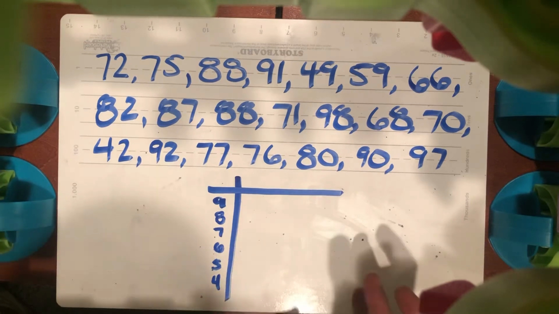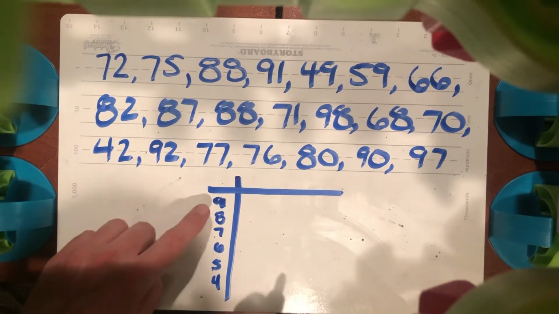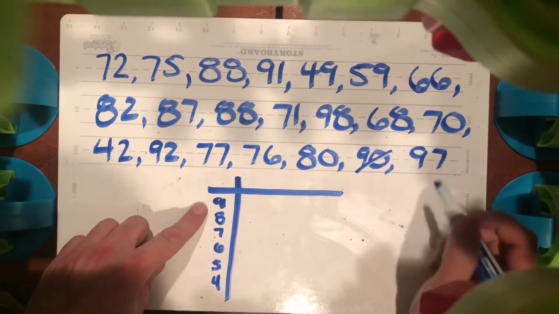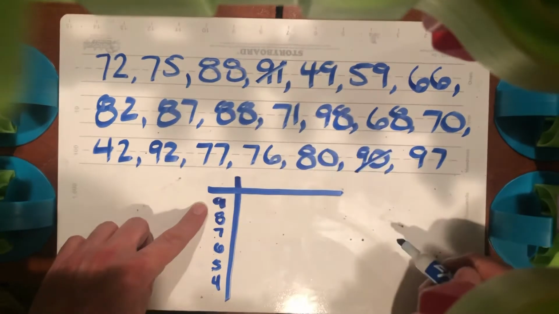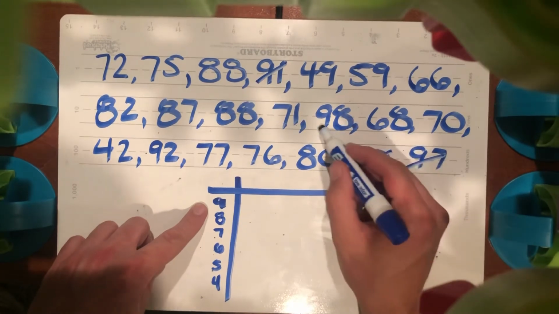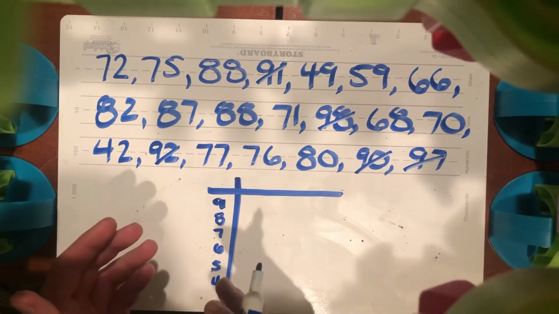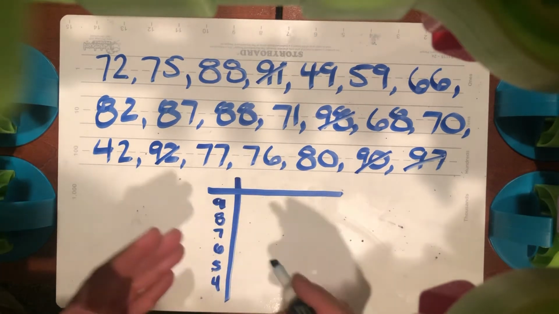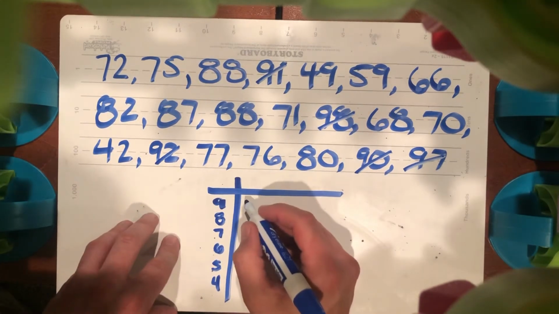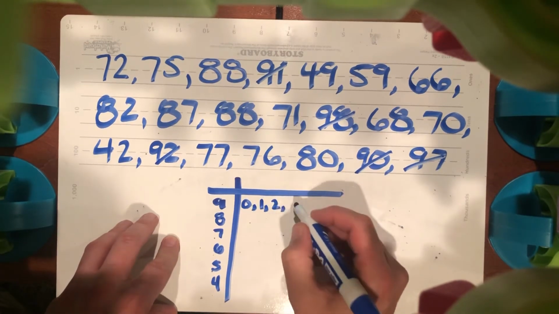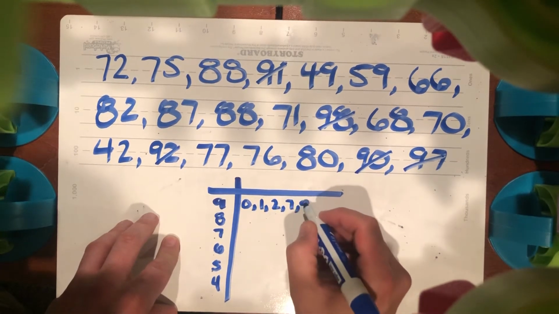Now the leaves come off there. So let's just take the scores in the 90s. I see a 90 here. I see a 91. I see a 97, a 98, and a 92. So I'm going to write the leaves off of this stem from lowest to highest. So 90, 91, 92, 97, and 98.